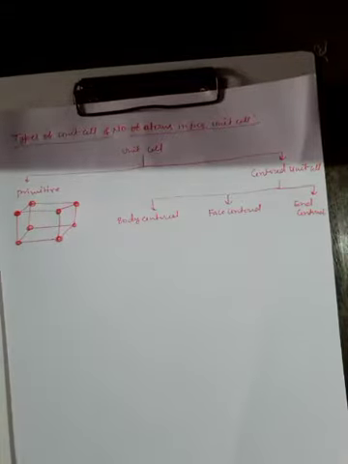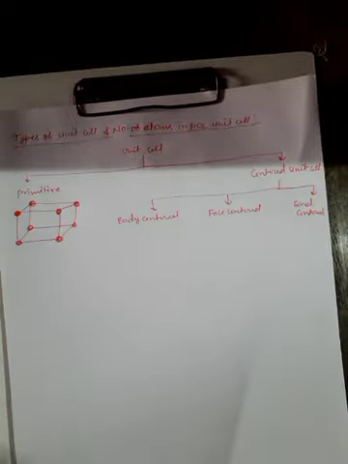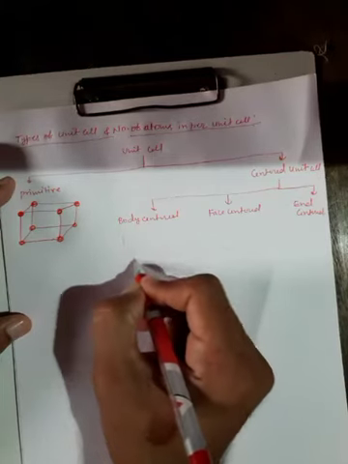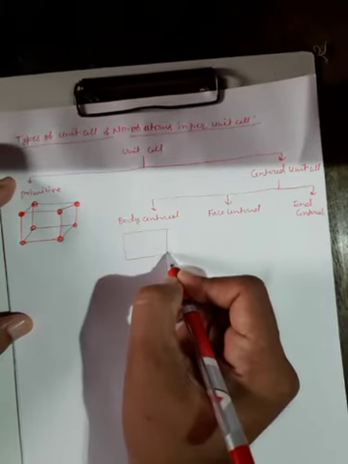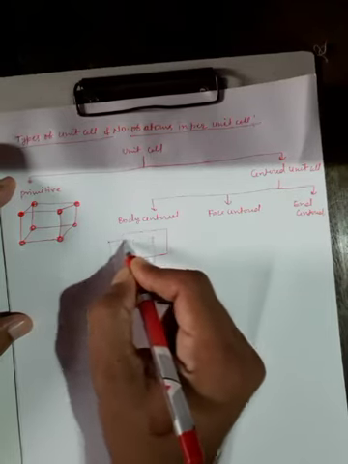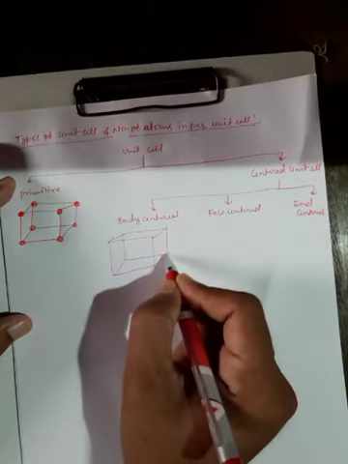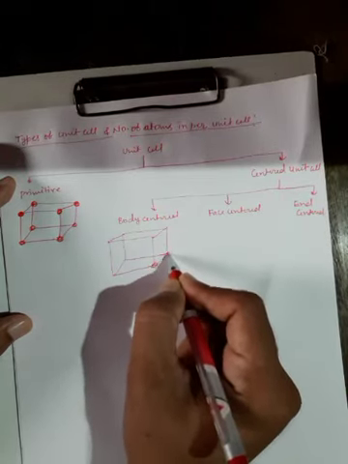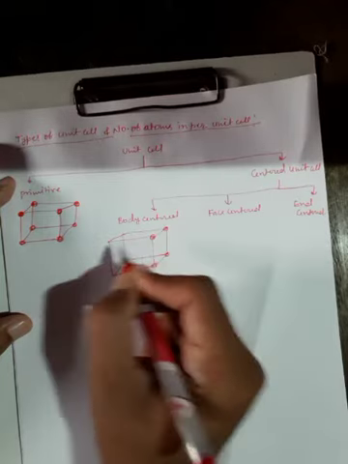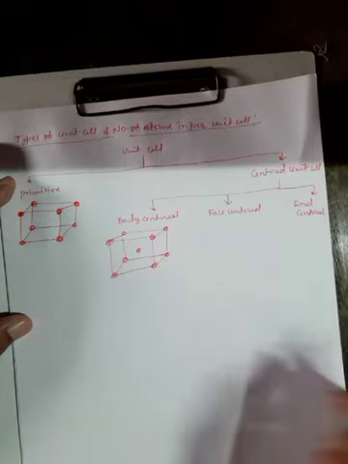In the body centered unit cell, constituent particles are present at each corner of the unit cell as well as at the center of the unit cell, that is the body of the unit cell. For example, it may be pictorially shown as follows. The constituent particles are located at the corners of the unit cell as well as the body of the unit cell.